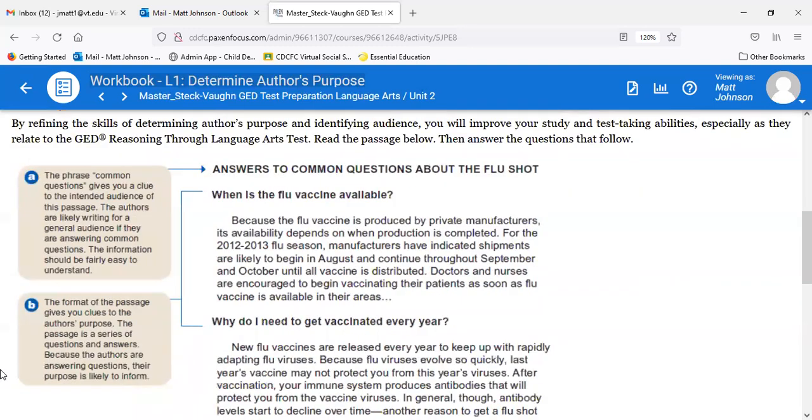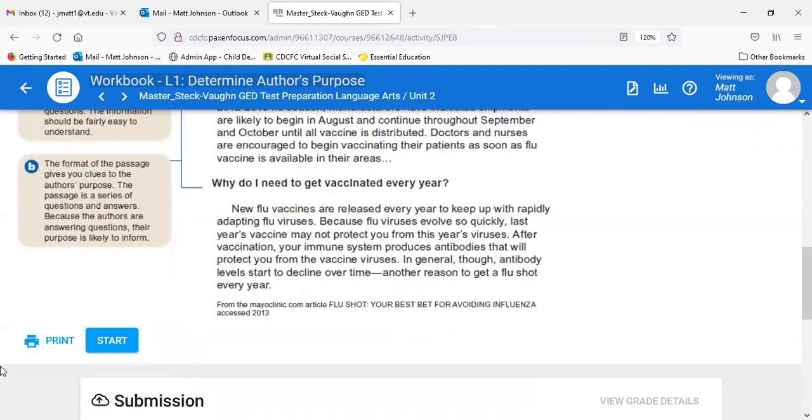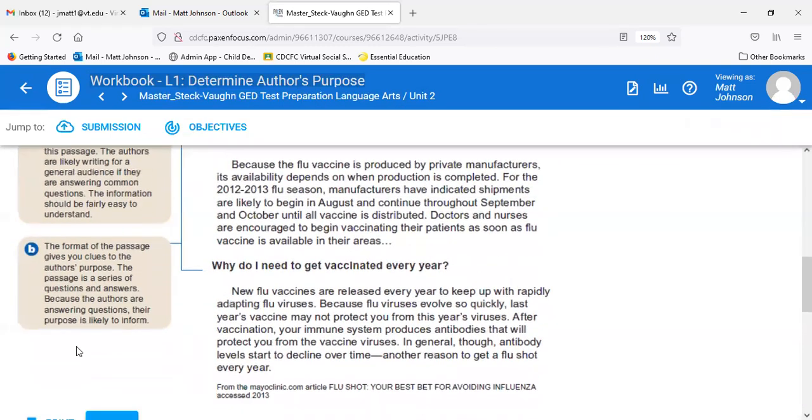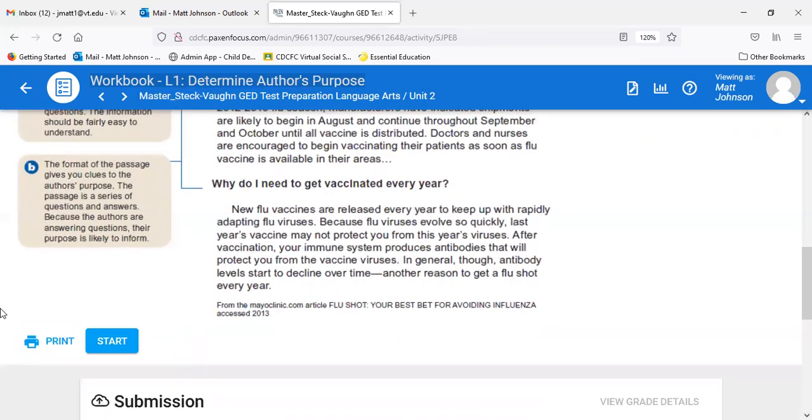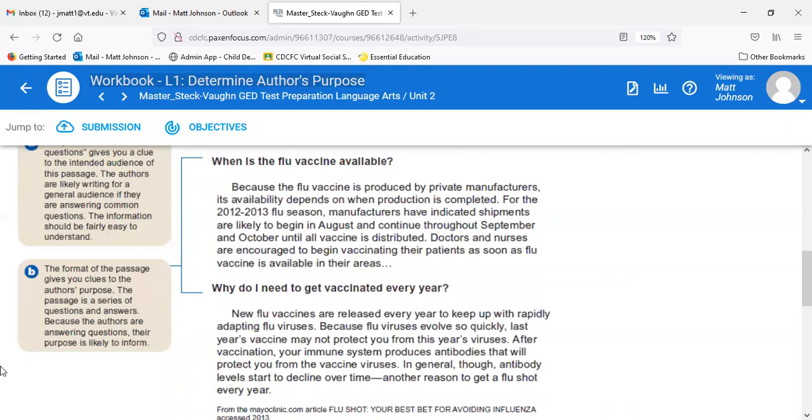So here we go with the workbook. So, answers to common questions about the flu shot. So again, this is from what we read before from the mayoclinic.com about the flu shot and your best bet for avoiding influenza from 2013. And the question it's stating here, so you imagine, when you see like Q&A on a website, it says, when is the flu vaccine available?